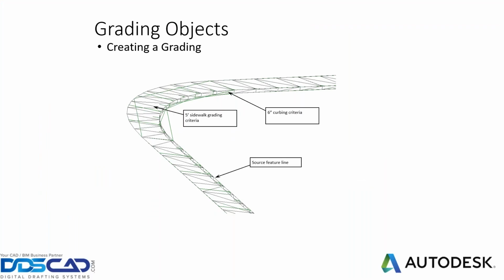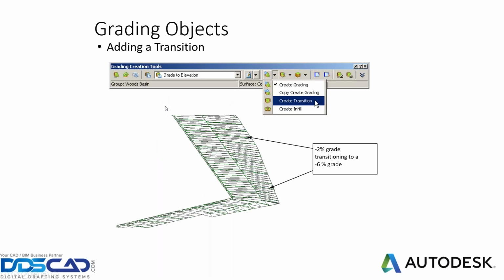All right, so let's talk about grading objects and how to create them. As I said, you always have to start with the source feature line here. In this picture, you see an example. Again, this could be a corridor model, but you can also do it with grading. I've got a source feature line, which is the top of curb here, and then I've created a curbing criteria down below here. I have a sidewalk criteria. So grading can be basically anything that you want it to be.